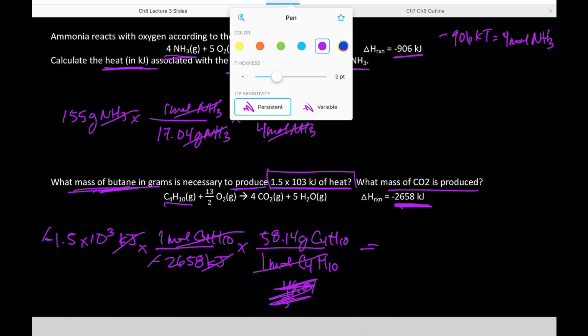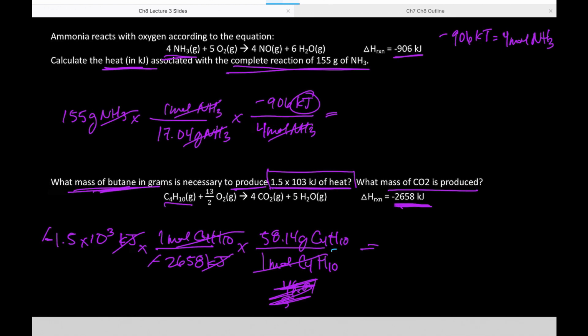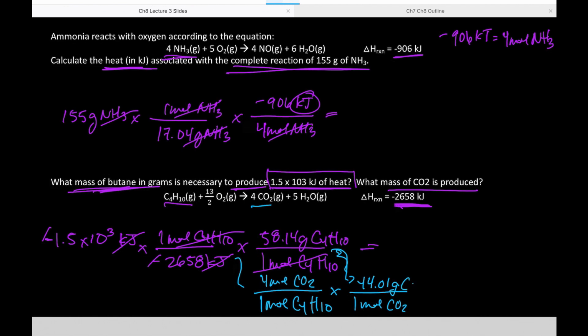And so if we wanted to answer that question, we could simply from here add in a couple more steps. Actually, no, not from there. From here, we could simply add in, for every 1 mole of butane, there are 4 moles of CO2, and then for every 1 mole of CO2, 44.01 grams of CO2.